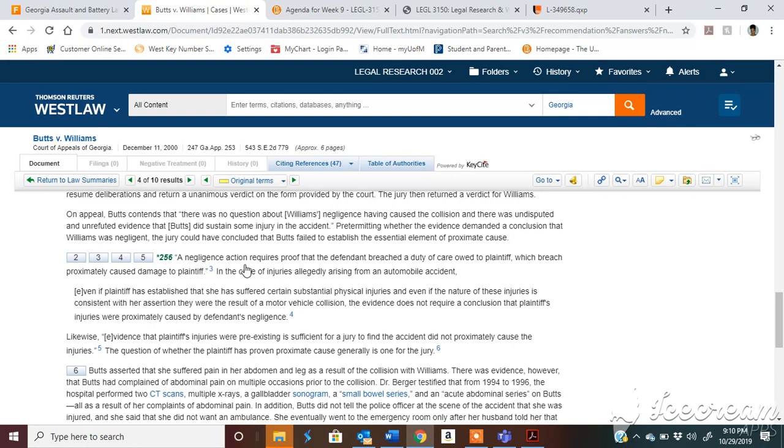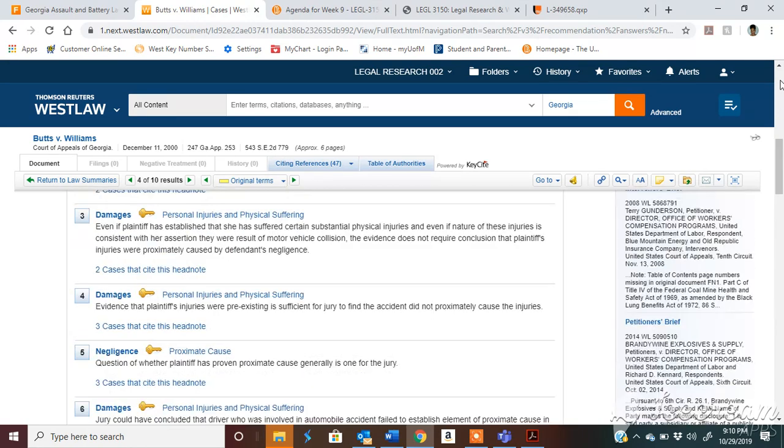Here, a negligence action requires proof that defendant breached a duty of care owed to plaintiff, which breach proximately caused damage to plaintiff in the case of injuries allegedly arising from the automobile incident. That is where the judge states the cause of action in the opinion.